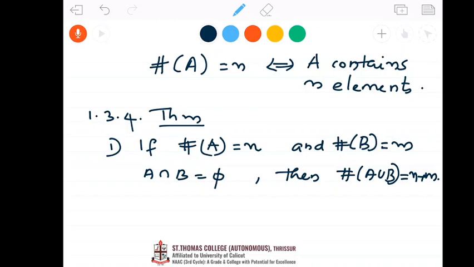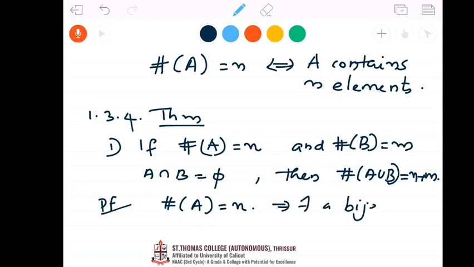Okay, so let's prove this first. Then I will go to the next part of this theorem. To prove this, what all things are we given? We are given that set A contains n elements. When will you say that a set contains n elements? When there is a bijection from 1, 2, 3, etc. up to n to A. So this means there exists a bijection, I will call it f, from 1 to n to A.